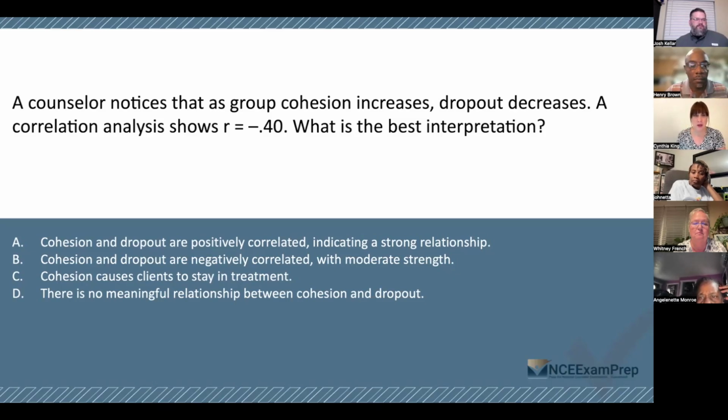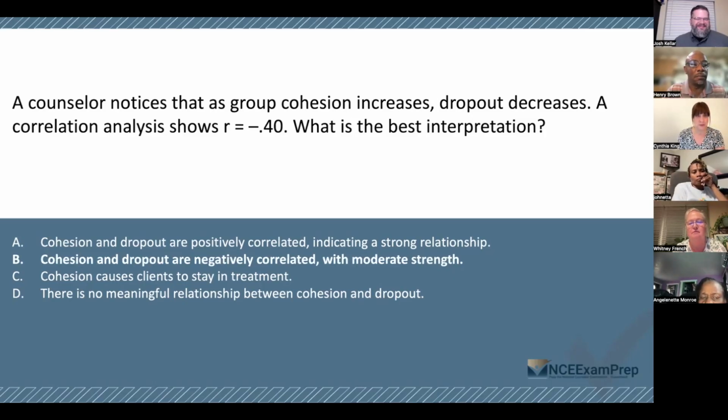B. Moderate strength. That'll be B. I don't know, I'm kind of thinking C. It's not A because it's not positive. So we know it's not A. C says causes, so we know it's not that. And you know it's not D because there is a relationship. Yes, it is. And the strength is relatively moderate.